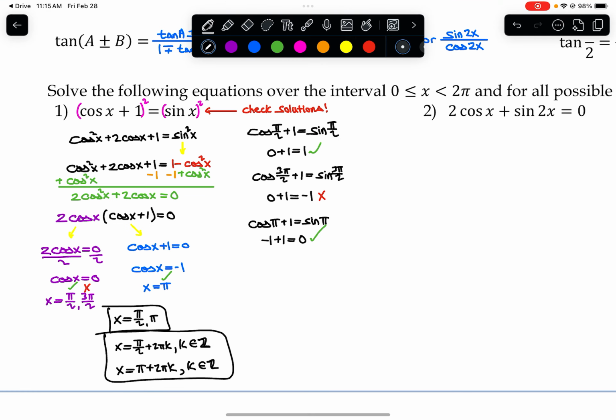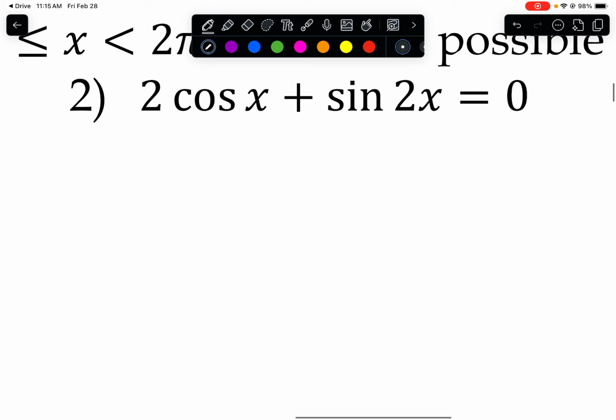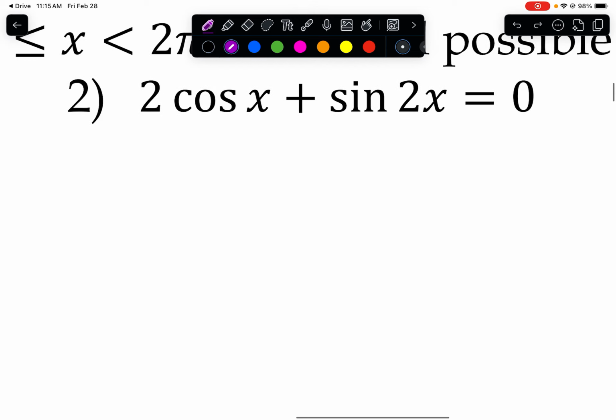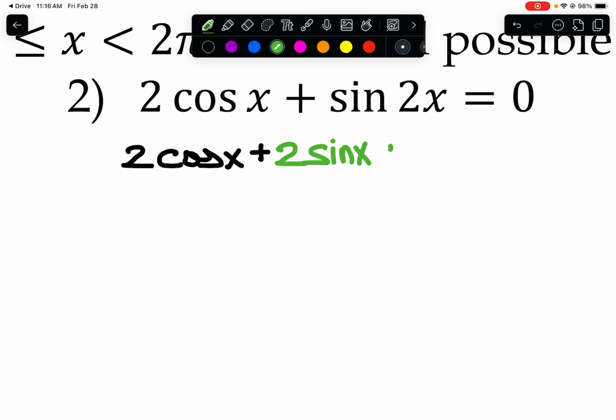Ta-da! Number 2. So with number 2, as you can see, we have 2 cosine x plus sine of 2x. So now we're going to start throwing in some double angles. I'm going to start rewriting the sine of 2x in terms of sine and cosine. I'm going to leave the 2 cosine x alone, and then I'm going to rewrite sine of 2x using an identity as 2 sine x cosine x. So that's your double angle identity from above.